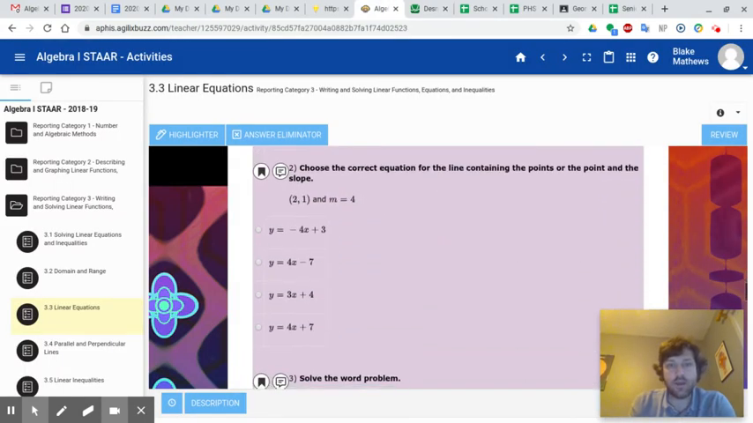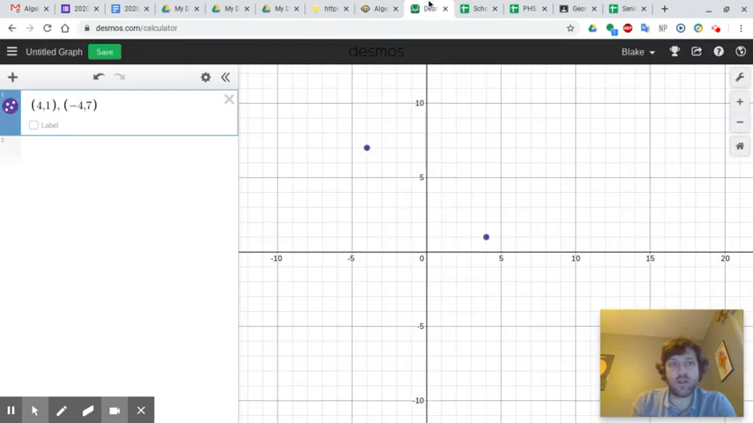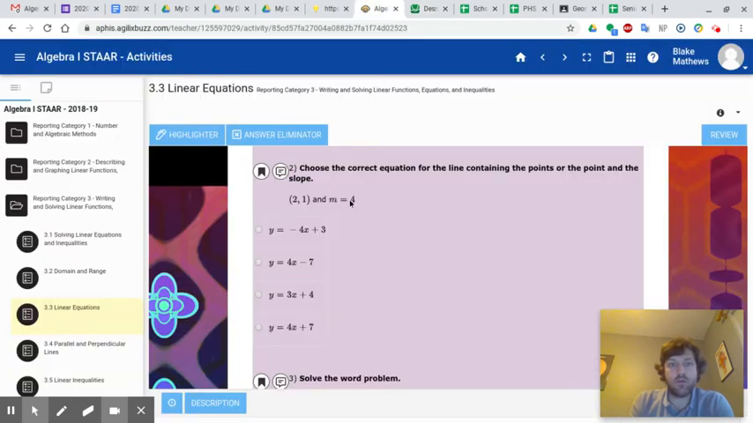All right, now we go to the next one. So this one's pretty straightforward. Again, we're going to type this point into Desmos. Let's go back. It's (2, 1). And then we know the slope has to be m. So, or sorry, 4. The m has to be 4.